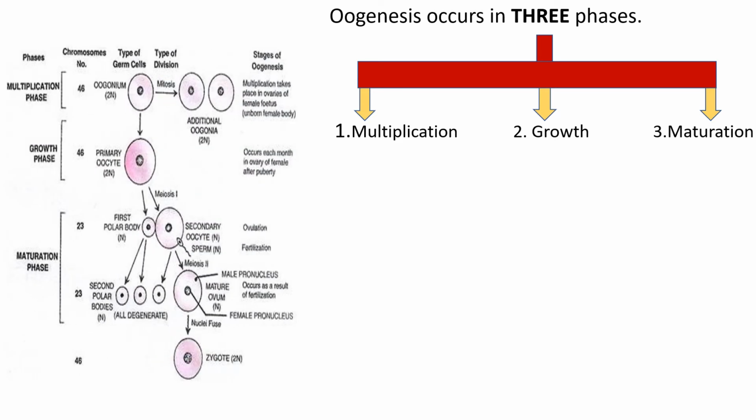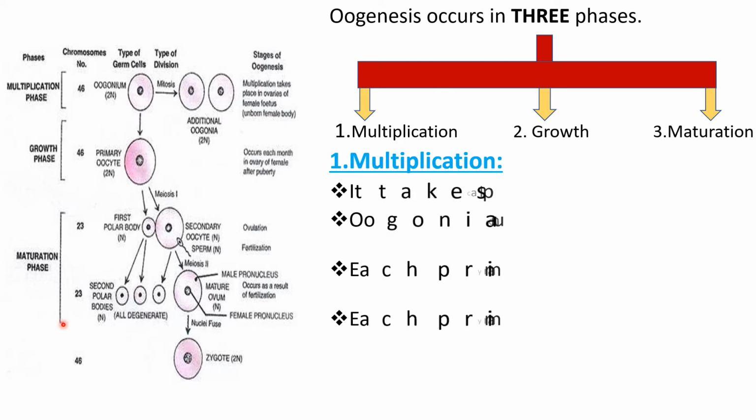This is the diagrammatic representation of the process of oogenesis in 3 phases. The first phase is the multiplication phase, the second phase is the growth phase, the third phase is the maturation phase. Let us talk about each phase in detail. First, we take the multiplication phase.